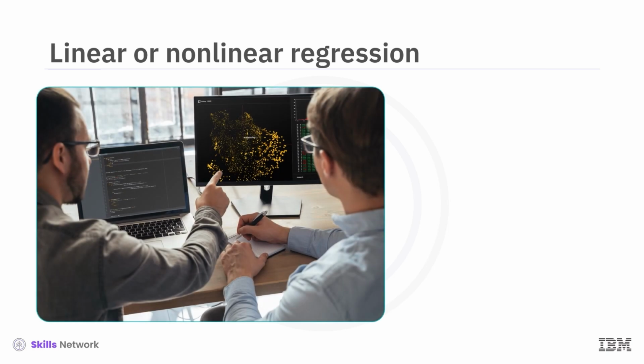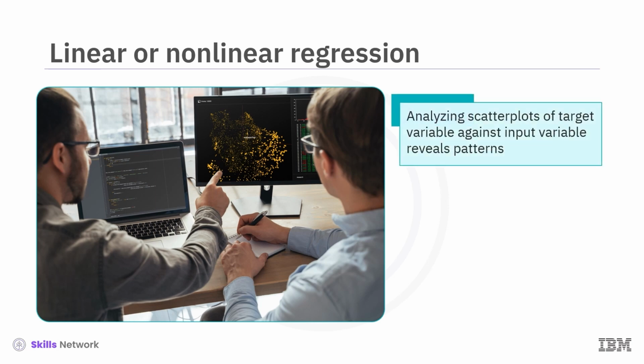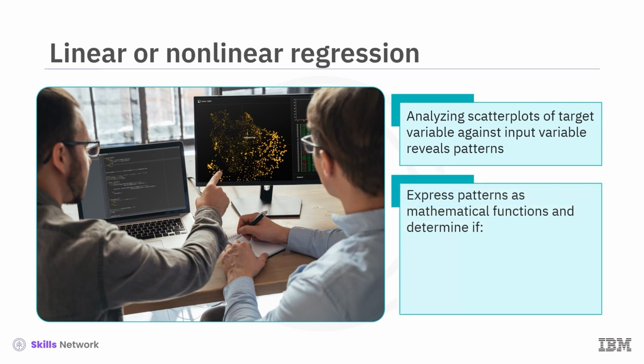There are many methods to determine what kind of regression model you need. One technique is to visually determine whether the relation is linear or nonlinear. Analyzing scatter plots of your target variable against each input variable can reveal patterns in the dependencies. Try to express these patterns as mathematical functions and determine if they're linear, exponential, logarithmic, or sinusoidal. Generate models and analyze your results. There is always a chance that your data might have no relationship with your target.